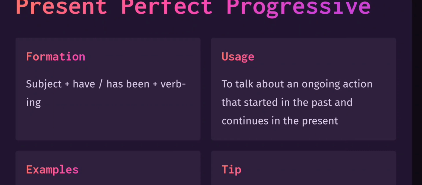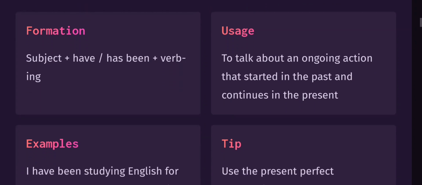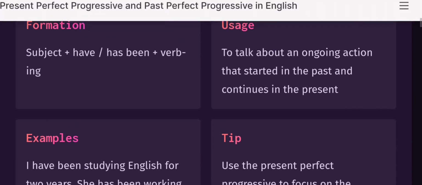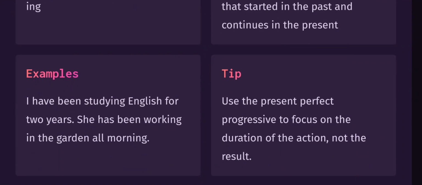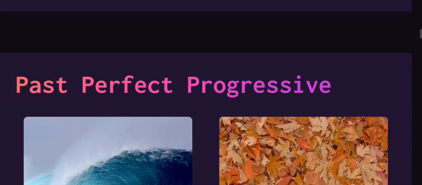Present perfect progressive formation. Subject plus have, has, been plus verb plus ing. Usage. To talk about an ongoing action that started in the past and continues in the present. Examples. I have been studying English for 2 years. She has been working in the garden all morning. Tip. Use the present perfect progressive to focus on the duration of the action, not the result.